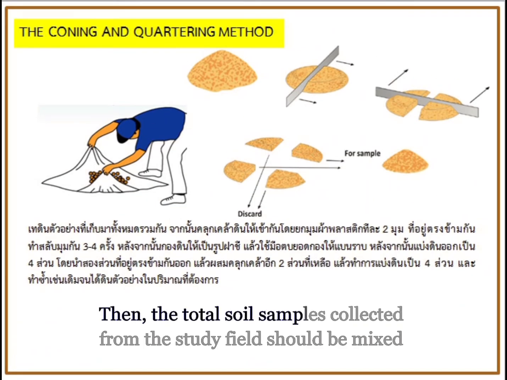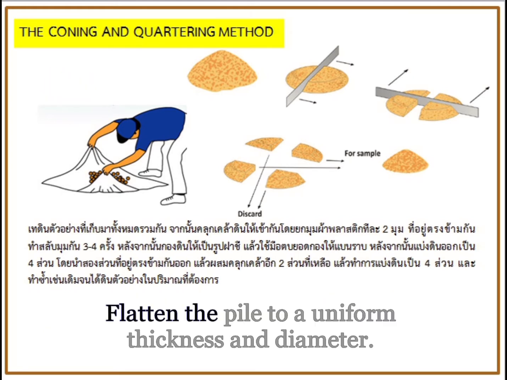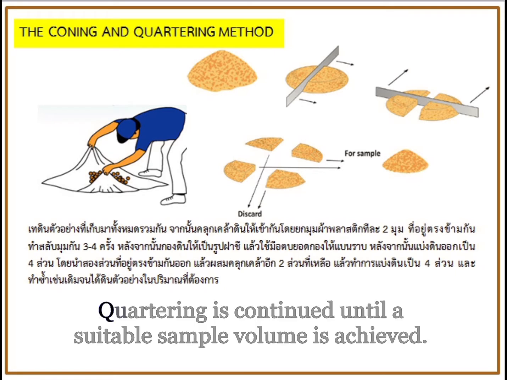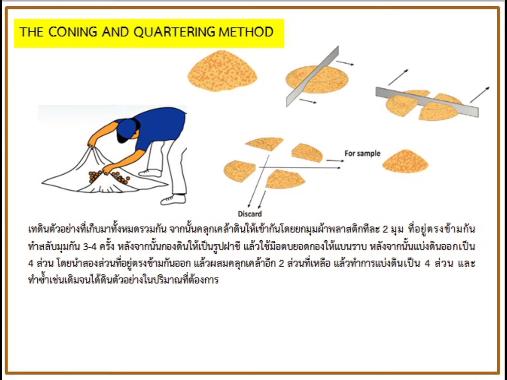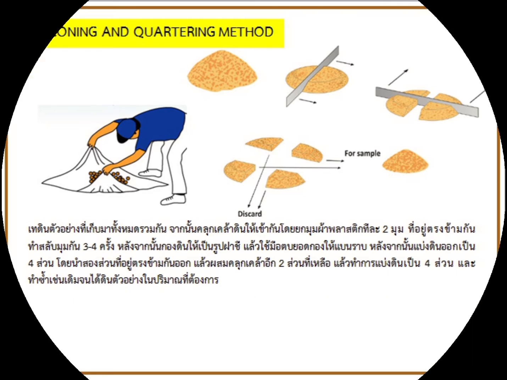Then, the total soil sample collected from the study field should be mixed by turning the entire sample over at least 3 times until the soil sample is thoroughly mixed. Flatten the pile to a uniform thickness and diameter. Then divide the sample into 4 equal quarters, the diagonally opposite of which are rejected. Quartering is continued until the suitable sample volume is achieved. Collect the sample in a clean cloth or polyethylene bag and label with the required information.